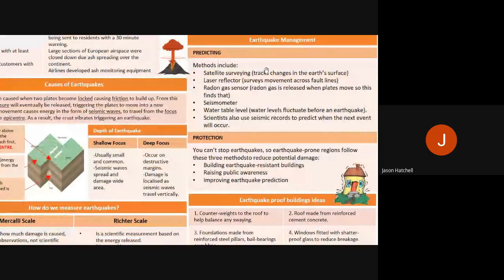So we can do things like satellite surveying, looking at the land to see changes on the land. Laser reflecting, and what that means is it surveys using lasers across fault lines. We can use gas sensors to check what gas is being emitted from land. We can use seismometers, obviously, to measure and record them. We can also look at records of previous events and see how often earthquakes occur in a certain area. That might give us a pattern of how often they do occur and when they are next likely to occur.